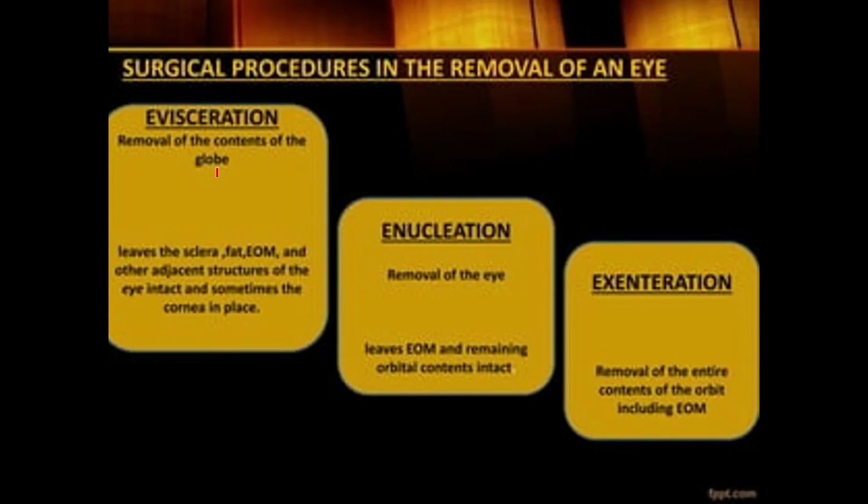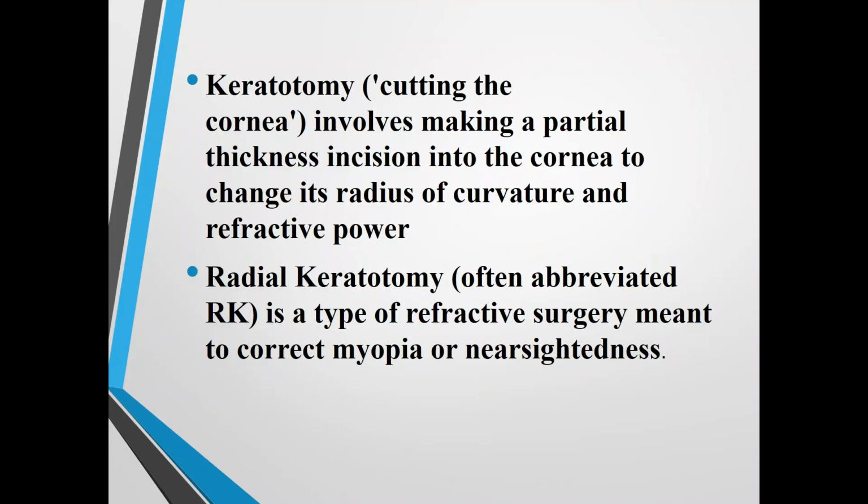Evisceration, we have already seen, is a removal of the contents of the globe. It leaves the sclera, fat, extraocular membrane and other adjacent structures of the eye. Coming to enucleation, it is a removal of the entire globe, and it leaves only the extraocular membrane and remaining orbital contents intact. And exenteration is a removal of the entire content of the orbit, including the extraocular membrane.